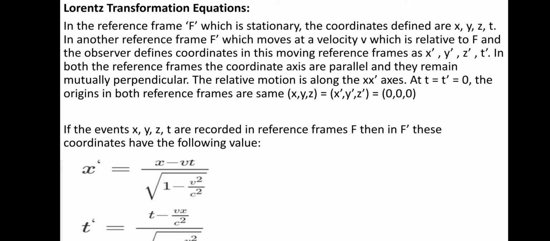The relative motion is along the x dash axis at t equals t dash equals 0. The origins in both reference frames are the same. x, y, z equals x dash, y dash, z dash equals 0. If the events x, y, z and t are recorded in reference frame F, then in F dash these coordinates have the following values.